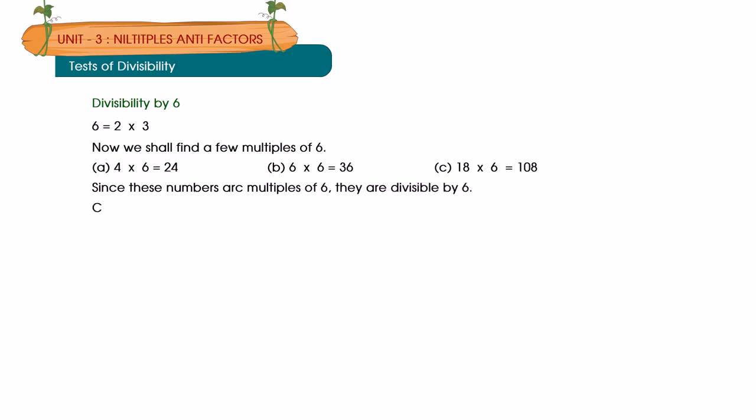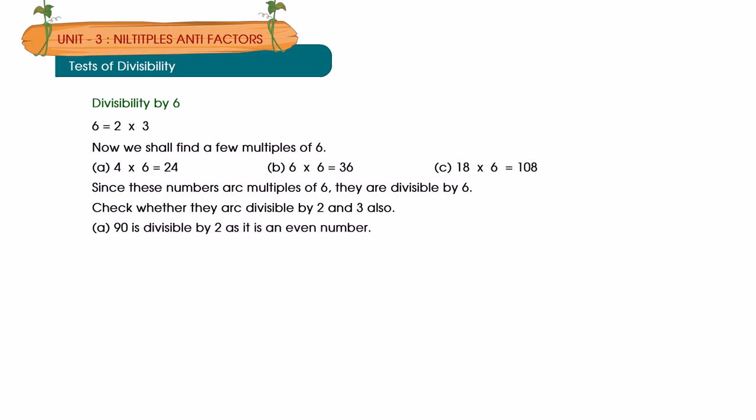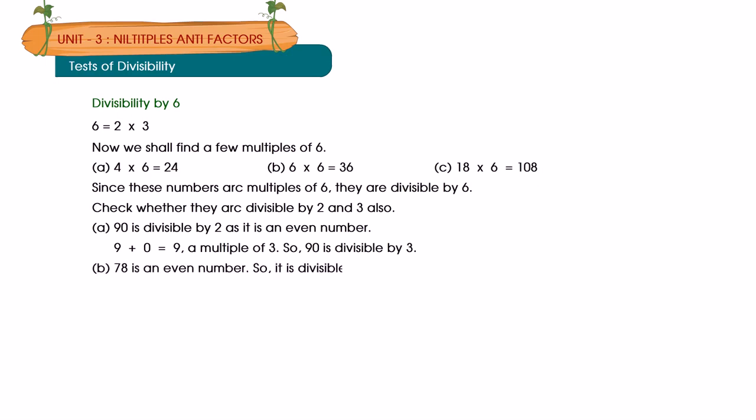Check whether they are divisible by 2 and 3 also. A. 90 is divisible by 2 as it is an even number. 9 plus 0 is equal to 9, a multiple of 3. So, 90 is divisible by 3. B. 78 is an even number. So, it is divisible by 2. 7 plus 8 is equal to 15, a multiple of 3. Therefore, 78 is divisible by 3.